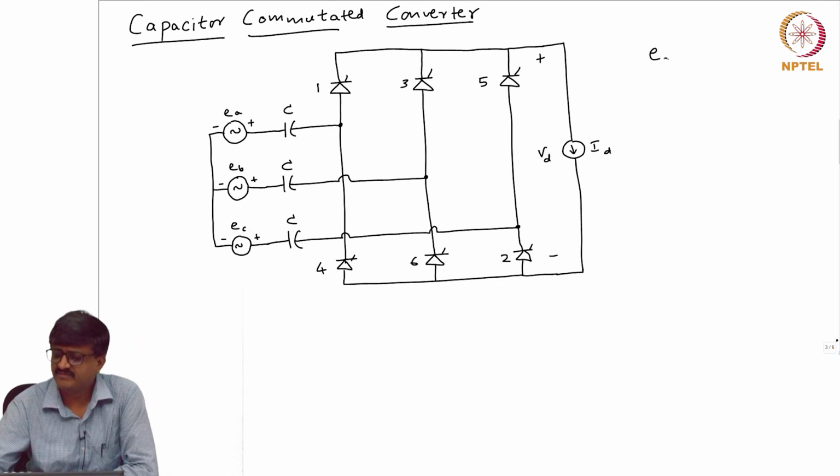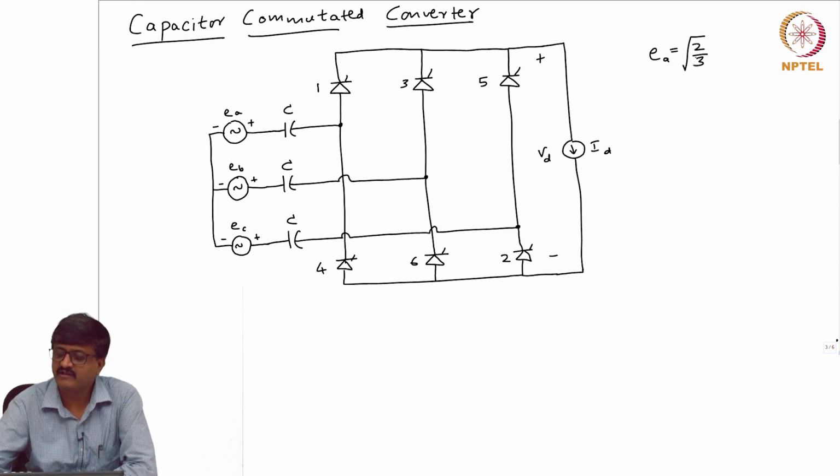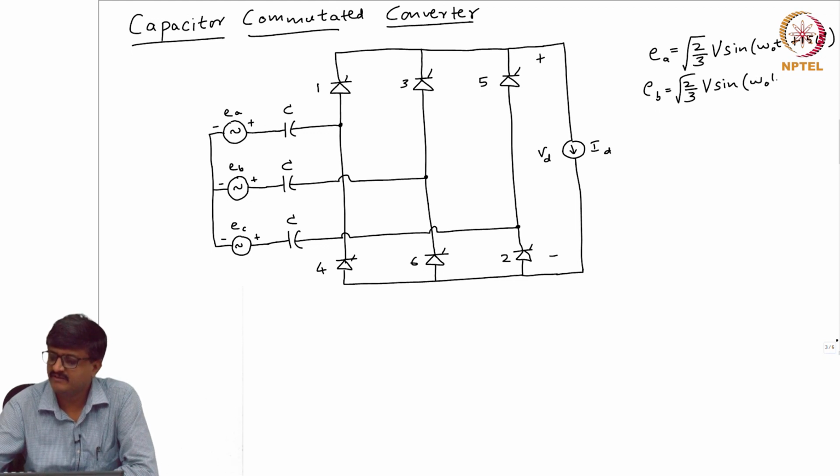We will use the same expressions for EA, EB, EC that we have been using: EA is root 2 by 3 V sin(ωOt + 150 degrees), EB is root 2 by 3 V sin(ωOt + 30 degrees), and EC is root 2 by 3 V sin(ωOt − 90 degrees).